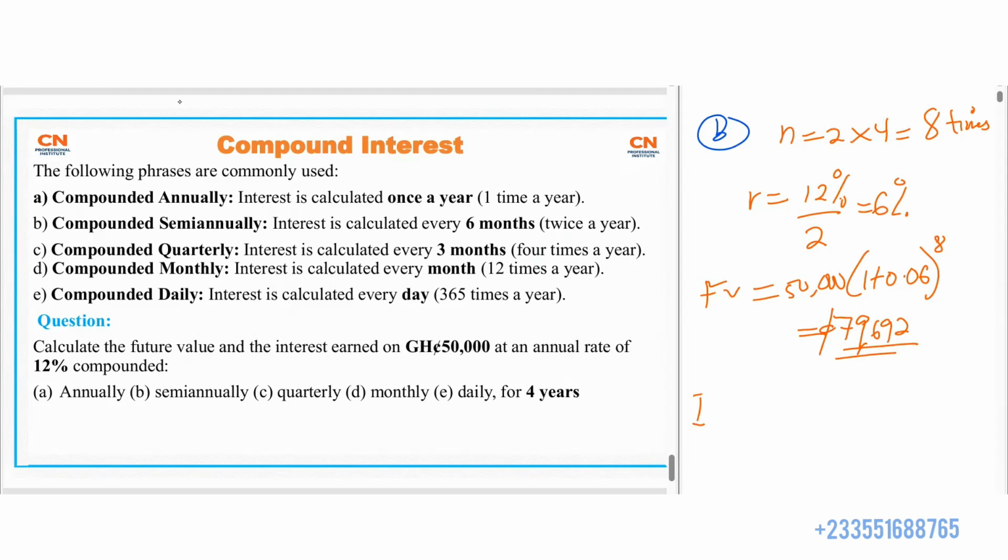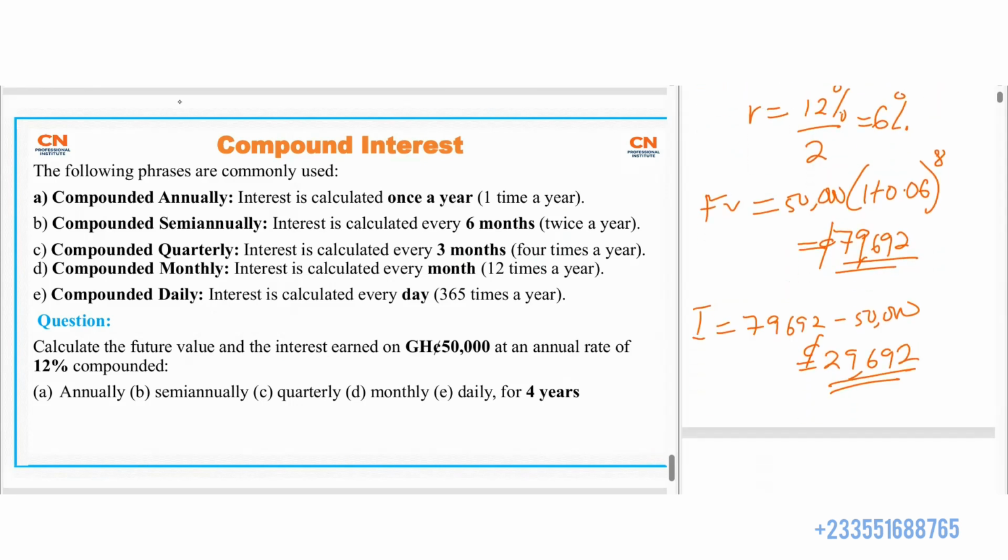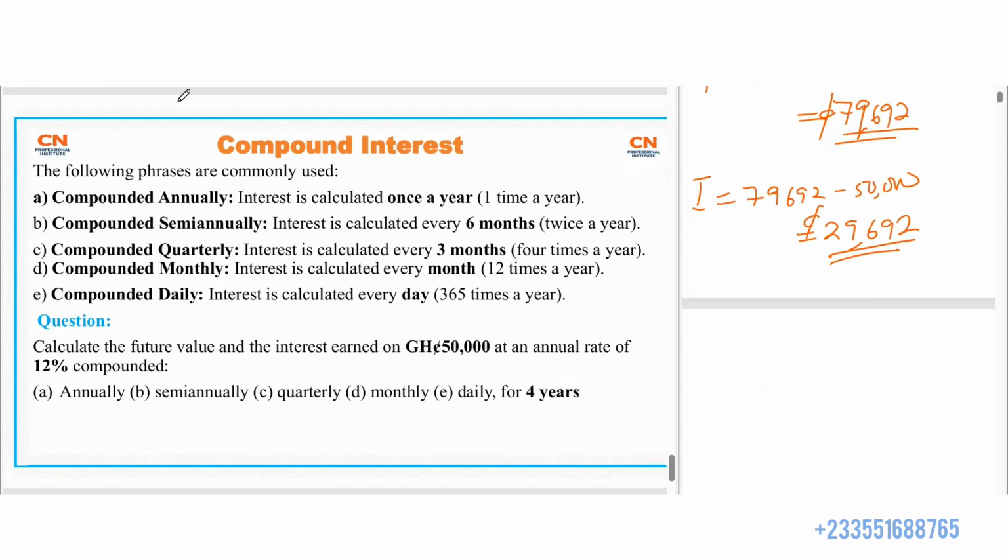So if that's the case, then we said the interest will be the difference between the future value, 79,692, and then the 50 what? Thousand. All right. And this gives us 29,692. So this is the interest. Okay. Then let's go to C.